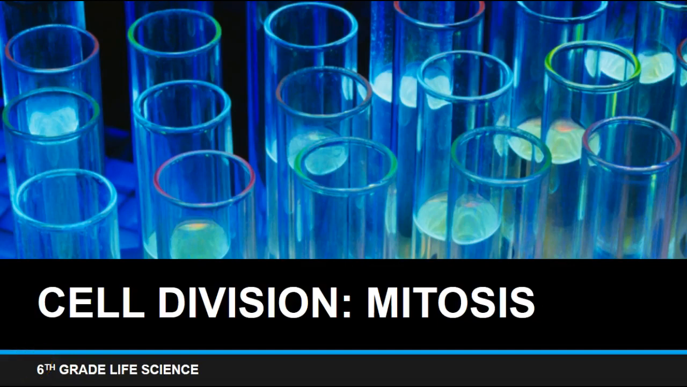So we're beginning our unit on cellular reproduction, and we're going to be talking about two different processes in which different types of cells reproduce. And those two processes are called mitosis and meiosis. And this presentation is going to be about the process of mitosis.